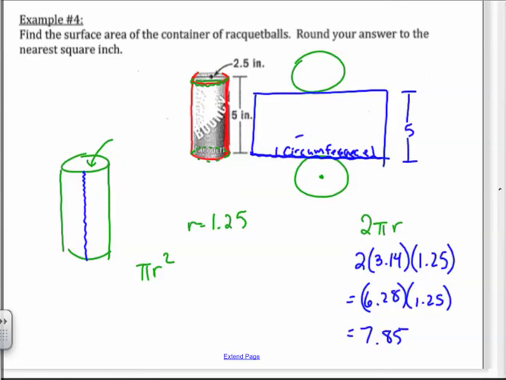Now that doesn't give me the area of the rectangle, that gives me the length of the base. To get the area, I have to multiply 7.85 times 5. So now I know that the area is 39.25 inches squared. That's the surface area of the rectangle. Now I need to find it for the circle. But remember, I only have to find it for the circle once, and then I just multiply it by 2, and that gives it for both of the circles.